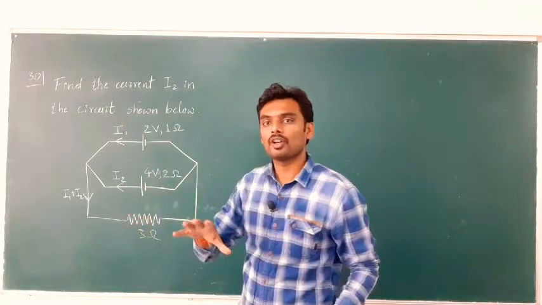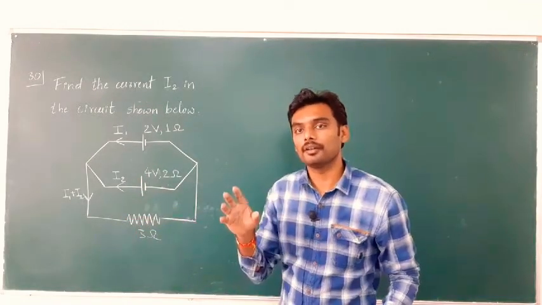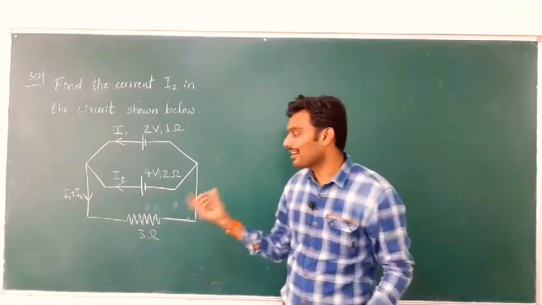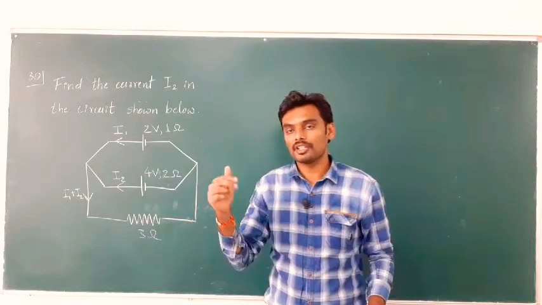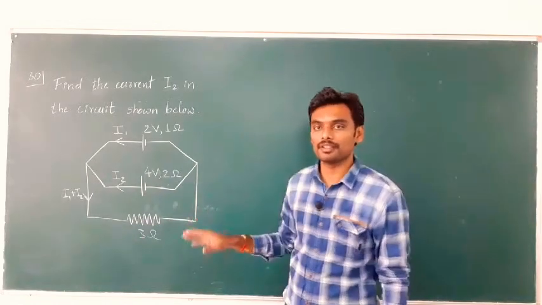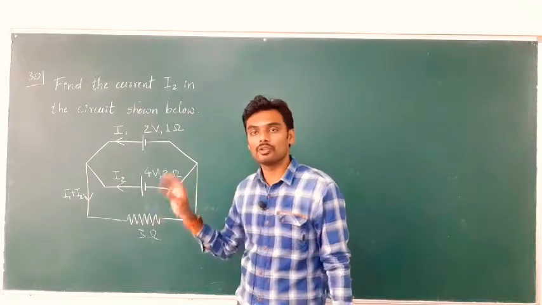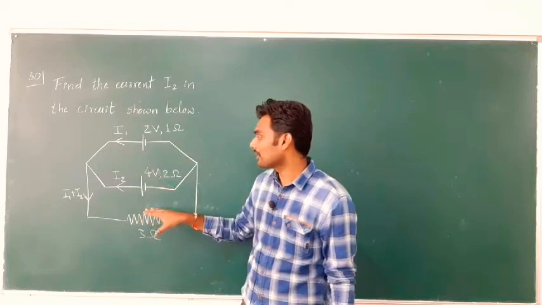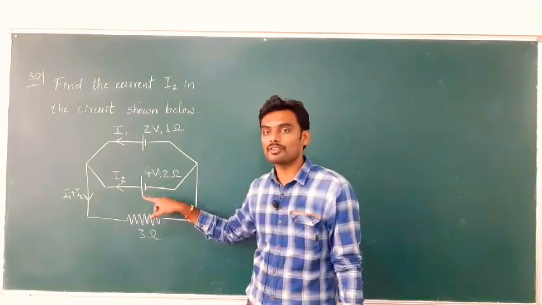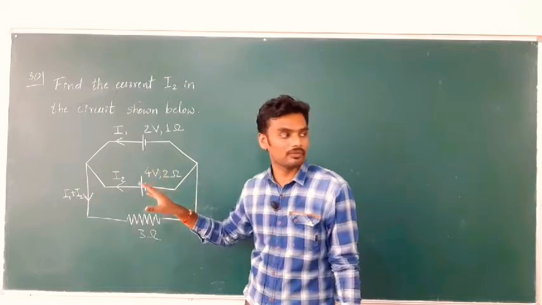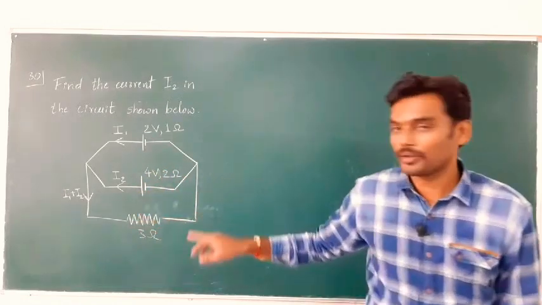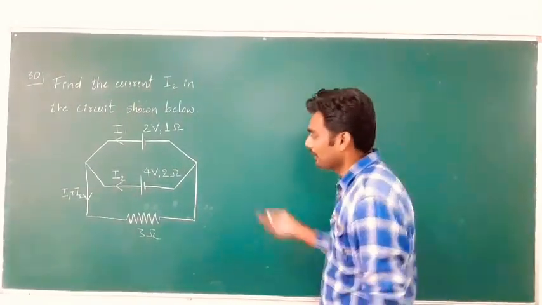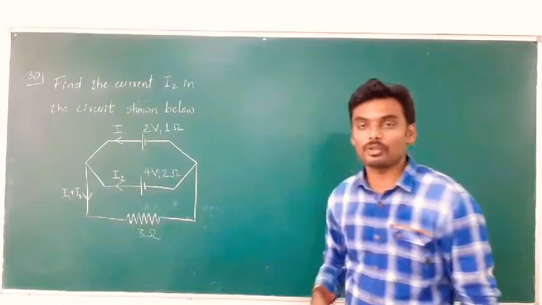The normal Ohm's law formula, V is equal to IR, and the normal cell formula, I is equal to E by R plus r, will not work here. Instead, we should go for KVL when you have cells connected with external resistance and current asked in one of the branches of the cell. So let us solve the question. Again, KVL is what we are going to make use of.